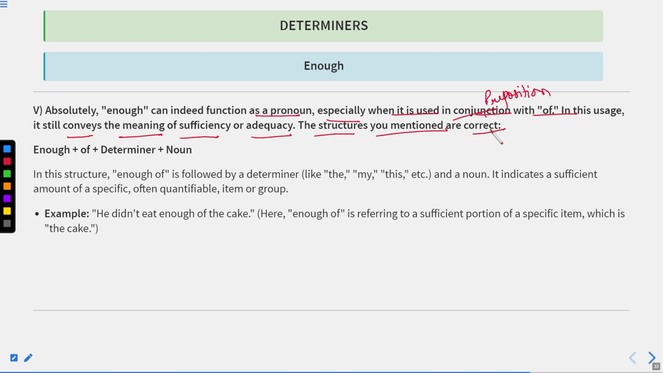Enough plus of plus determiner plus noun. In this structure, enough of is followed by a determiner like the, my, this, etc., and a noun. It indicates a sufficient amount of a specific, often quantifiable item or group. He didn't eat enough of the cake. Here, enough of is referring to a sufficient portion of a specific item, which is the cake. Okay, so we can say enough of the cake.